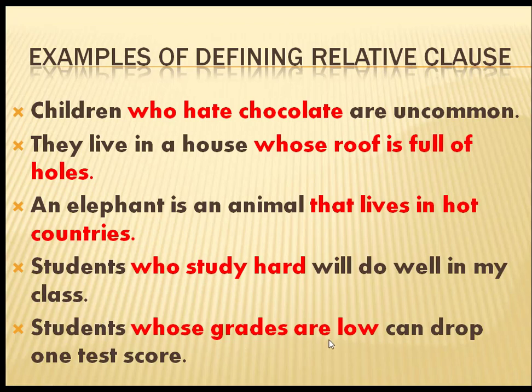Students whose grades are low can drop one test score. Students can drop one test score. Which kind of students? All the students, or some students, or few students? What type of category of the students can drop one test score? Whose grades are low, they can drop a test score. These are the examples of defining relative clauses.